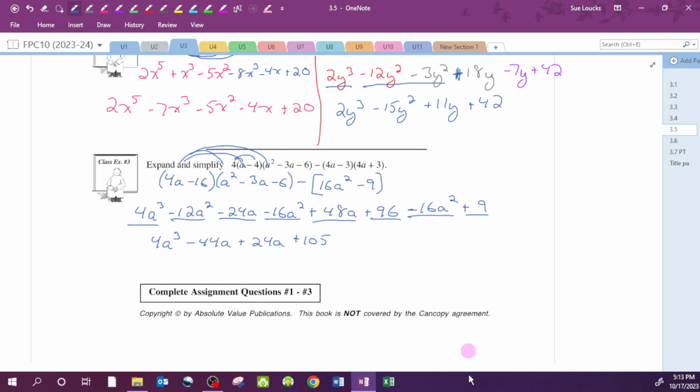Okay, I have a big red arrow on my notes to point out this one here is a plus because you're subtracting negative 9. Okay, that's all we're going to do for lesson 5.